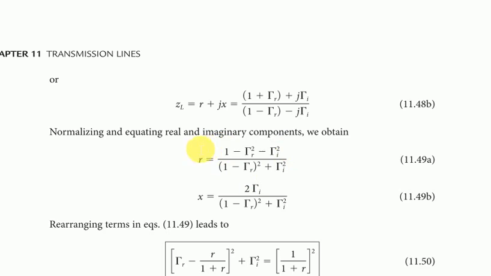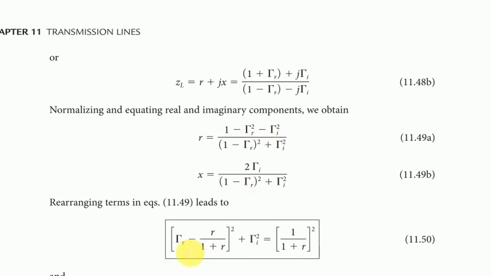Try to rearrange this complete equation in order to constitute the equation of a circle. So it will become (Γr − r/(1+r))² + Γi² = (1/(1+r))². So you can see it is the equation of a circle.